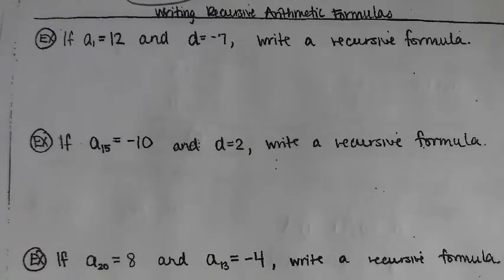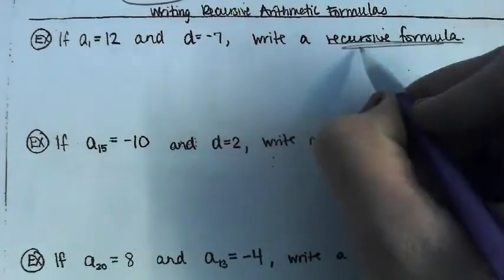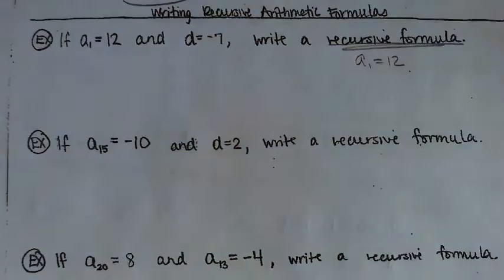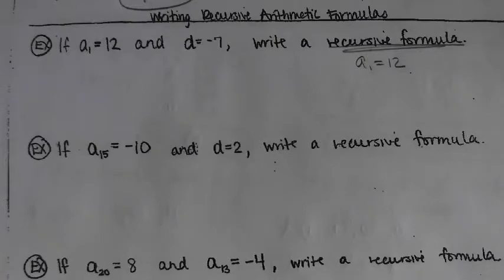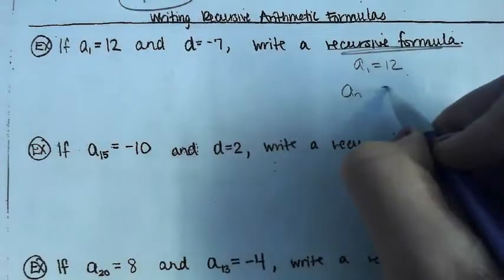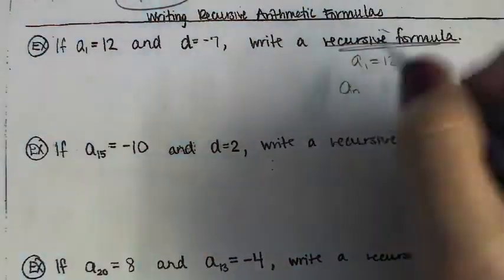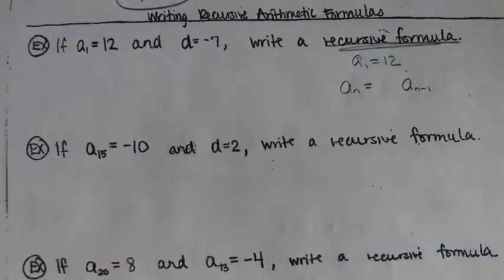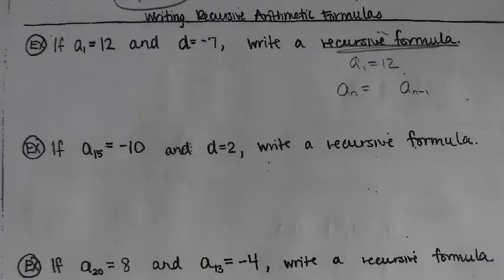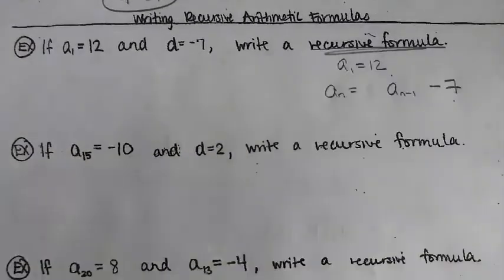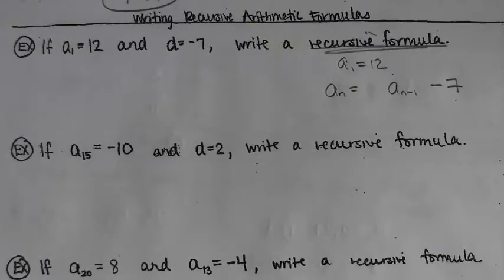For this one, they're giving us the first term as 12, and they're telling us the common difference and asking us to write a recursive formula. So again, your recursive formula has two parts. You have to say what the first term is, so I'm going to repeat what they already gave me. First term is 12. And then to get any nth term, what do I do to the previous term? A sub n minus 1. What am I doing to it? What'd you say, Maggie? Subtracting 7, so just minus 7. And there's a recursive version of that arithmetic sequence. Okay?